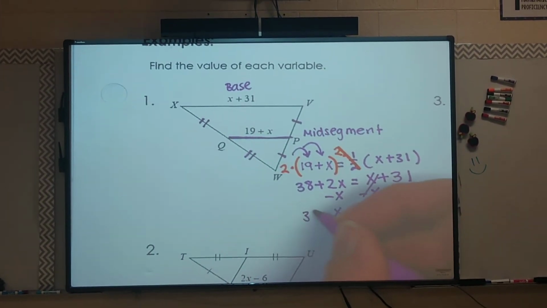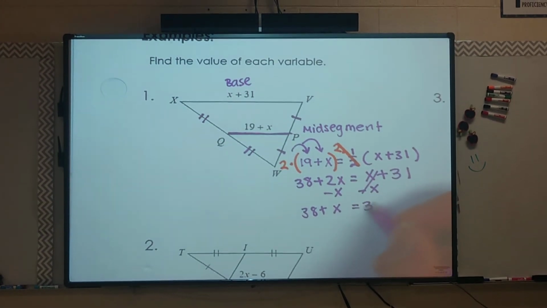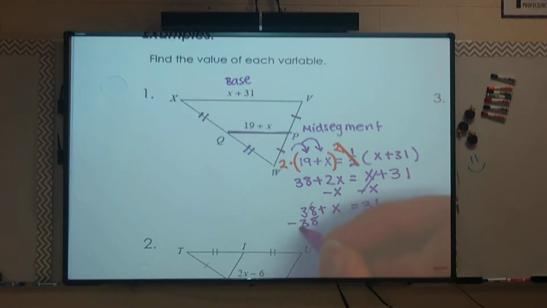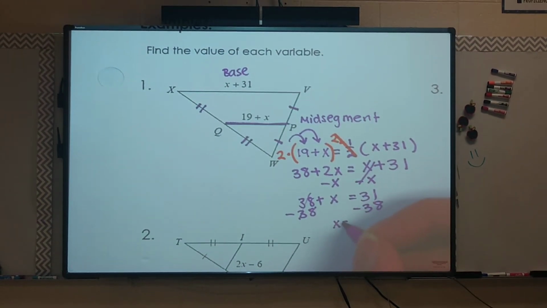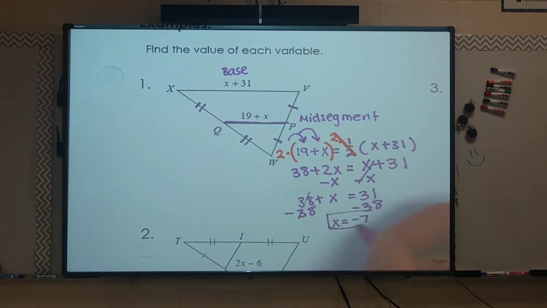Okay? So we've got 38 plus X equals 31. Get rid of that 38. And you will get that X is -7. And that is our answer.